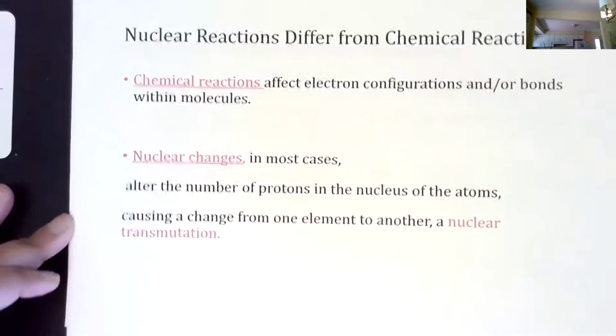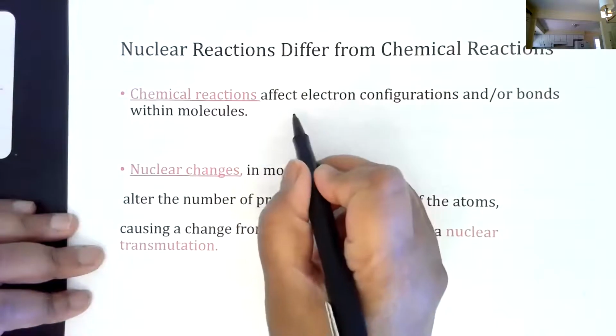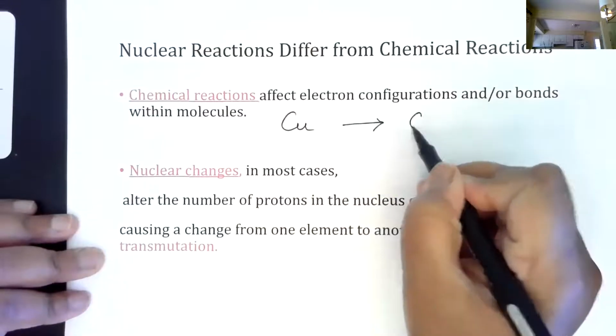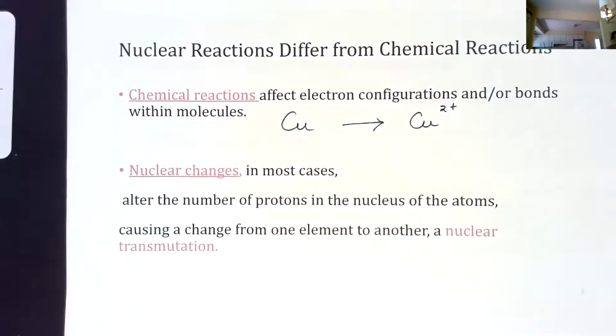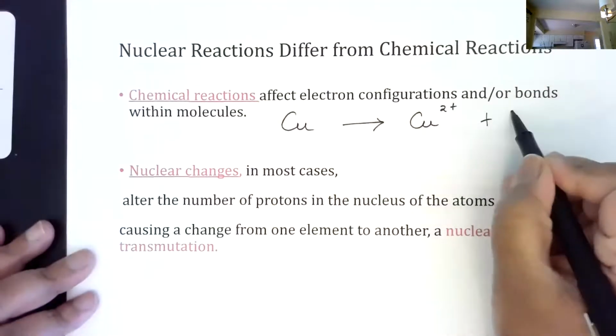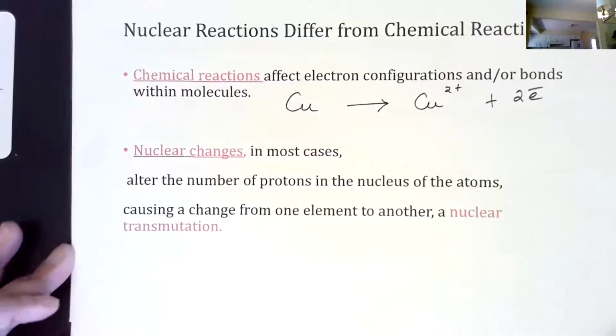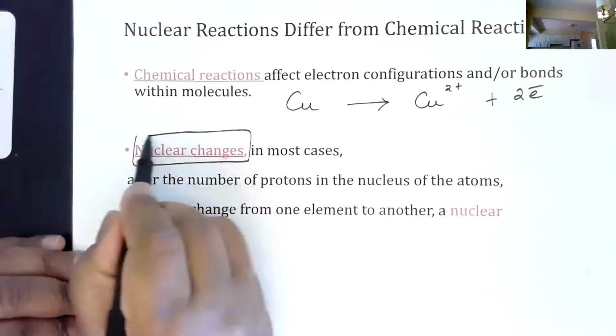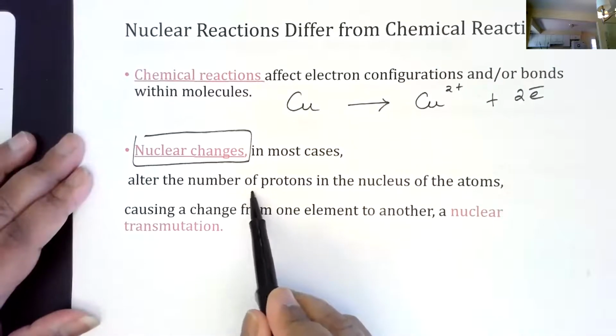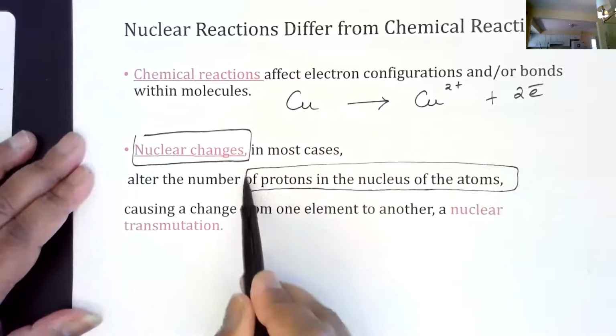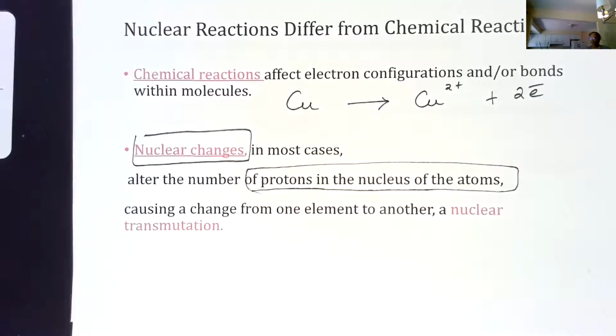Nuclear reactions, how do they differ from chemical reactions? Chemical reactions, even if it is oxidation of copper, only the electrons change. There's transfer of electrons. If you take any chemical equation, there's transfer of electrons. The protons and neutrons in the nucleus, they do not get affected. But when you have a nuclear reaction, it alters the number of protons and sometimes neutrons in the nucleus. So this is the only type of reaction where your nucleus is affected, okay, or touched.